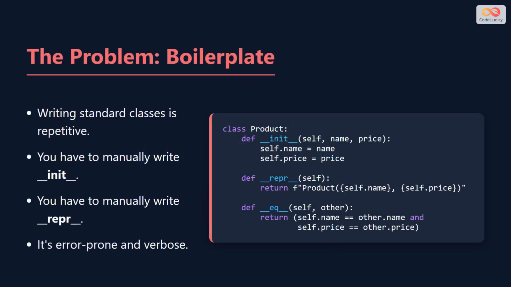Let's start with the problem. In standard Python classes, you often find yourself writing the same code over and over. You define an init method, assign self.variable equals variable, and then you have to write a representation method just to see what is inside your object. It is repetitive and cluttering.